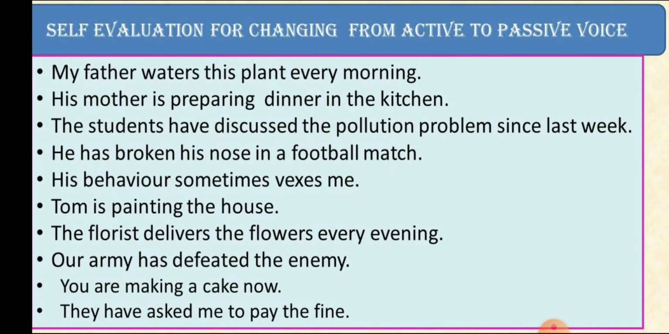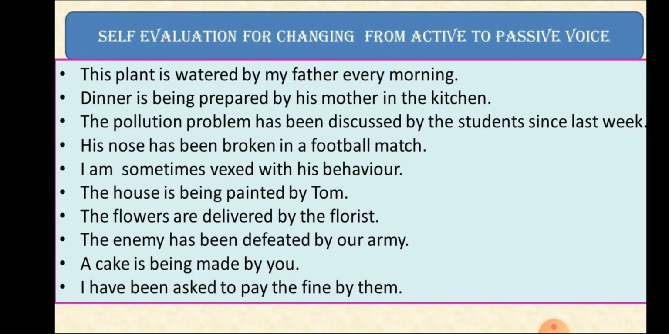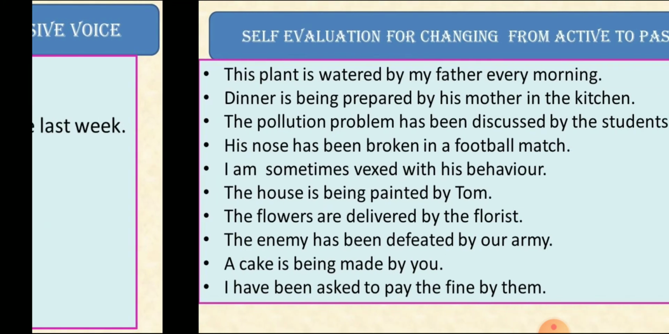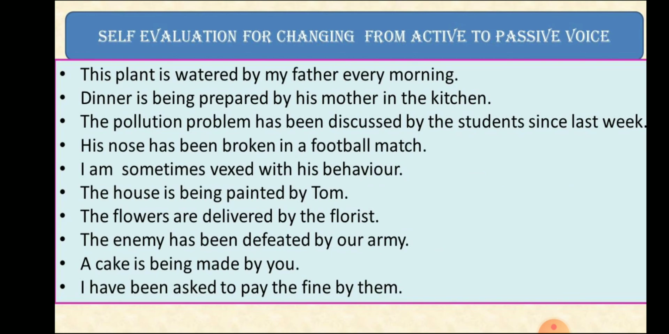Tom is painting the house. The house is being painted by Tom. Next, the florist delivers the flowers every morning. Here it is in simple present tense. So the subject is florist, the flowers the object. Interchange the subject and object. The flowers are delivered by the florist. Flowers is plural, so it should agree with the plural be verb, are.